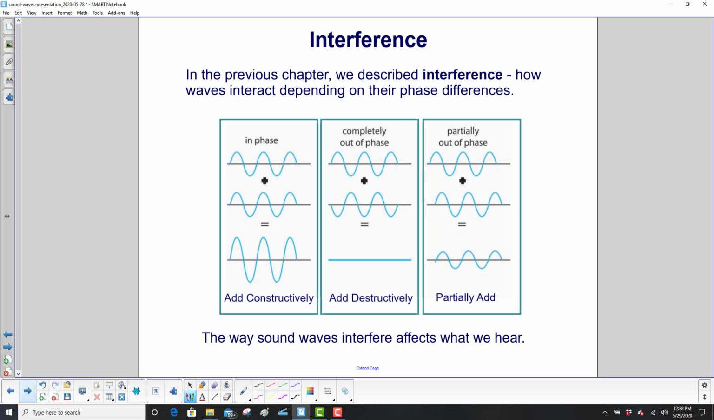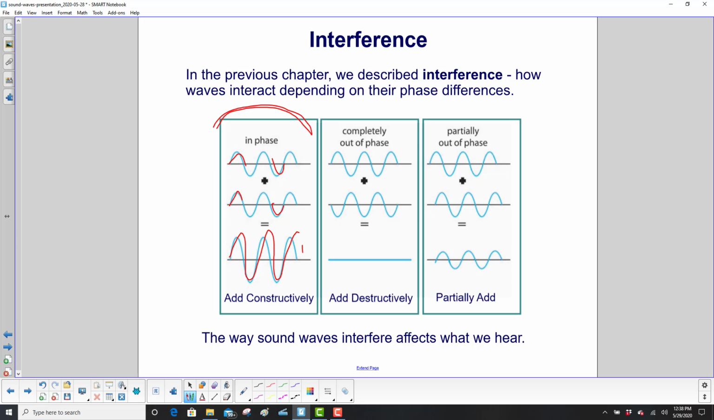Interference. In the previous chapter, we described interference, how waves interact depending on their phase differences. The way sound waves interfere affects what we hear. So we had the in-phase or constructive interference, where their maxima occur at the same time and their minima occur at the same time, so they just reinforce each other and you get a bigger signal.